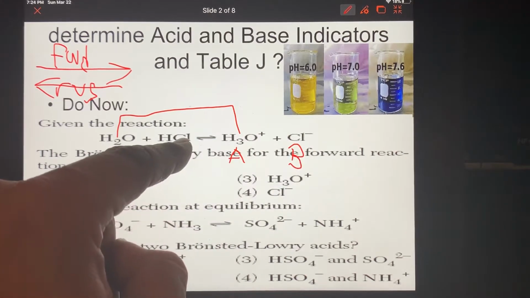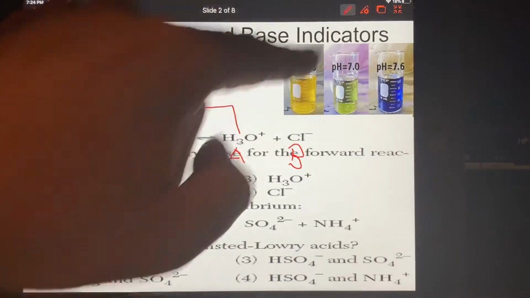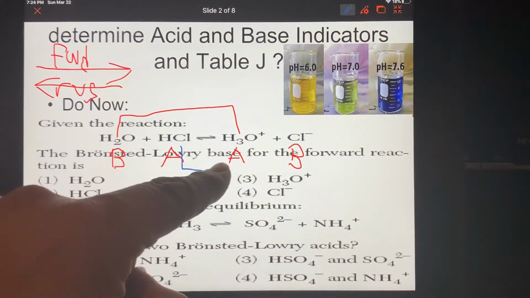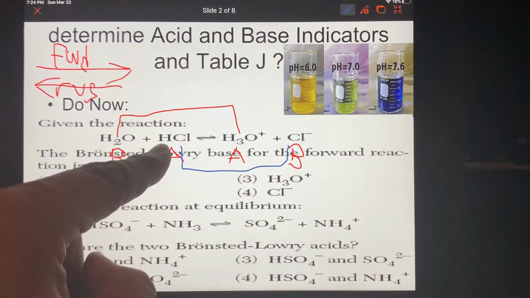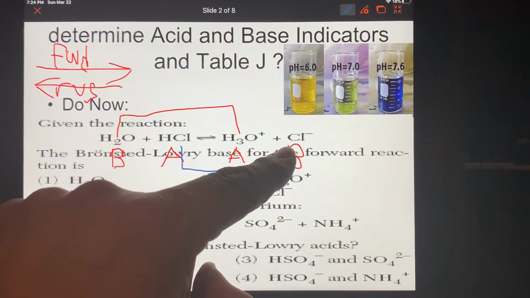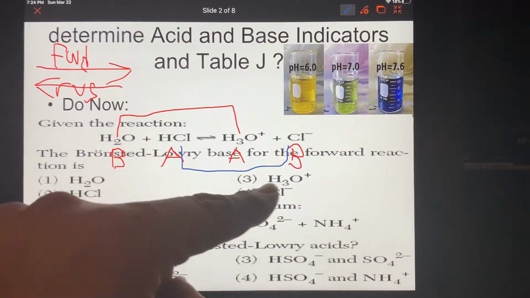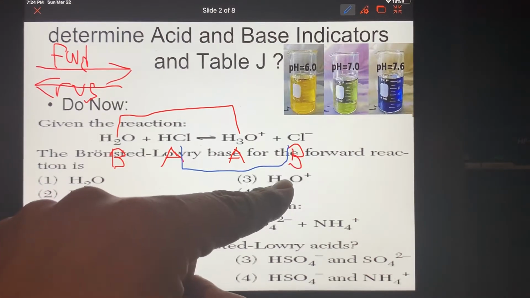If this is an acid, this must be a base. To prove it to you, let's use a different color here. If I connect this pair, HCl with Cl negative, this has 1 H, this has 0. The one that has one more, again, is your acid. The one that has one less is our base.